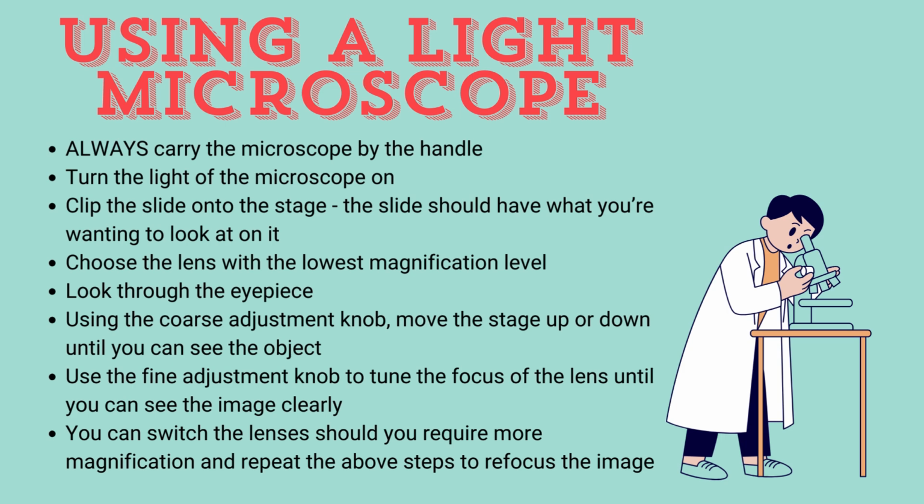Now we will look at how to use a light microscope. Turn the light of the microscope on. Clip the slide onto the stage. The slide should have what you're wanting to look at on it. Choose the lens with the lowest magnification level.